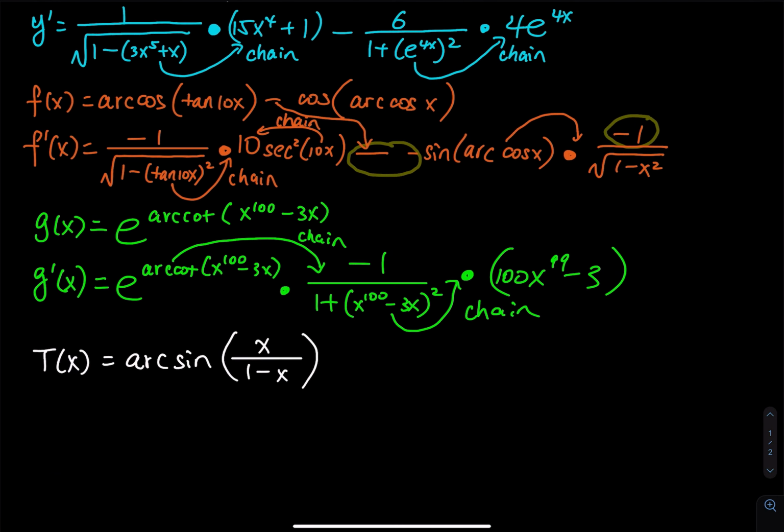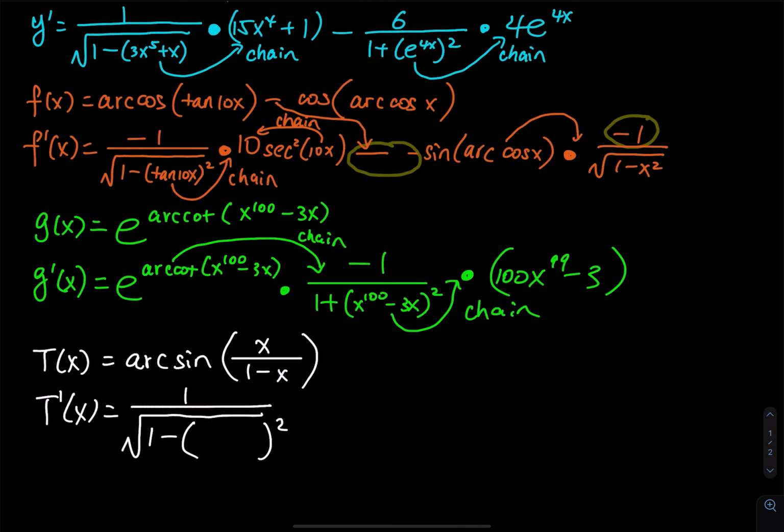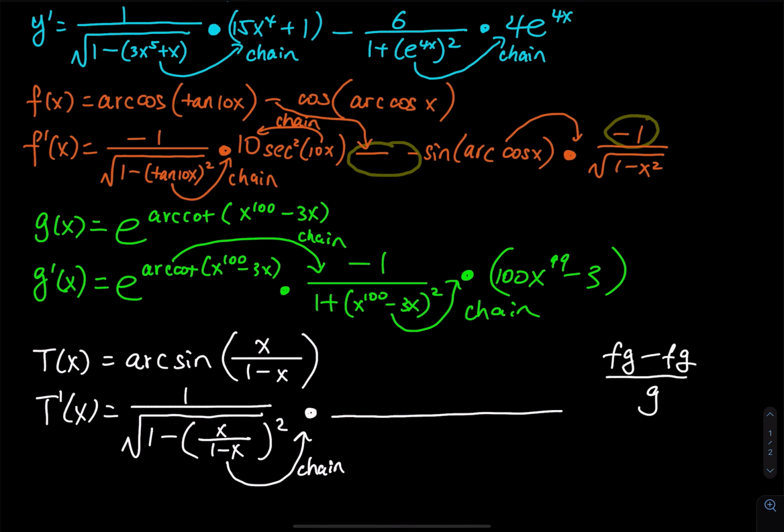All right, so let's do that. So t prime of x, this is 1 over square root 1 minus x squared, right? So what is x? X is the fraction. X divided by 1 minus x, and then you use chain rule to take the derivative of that. So this is a chain rule, and then this is a fraction, then you have to use a quotient rule. What's the quotient rule? Quotient rule is f prime g minus f g prime divided by g squared, f first, g second.